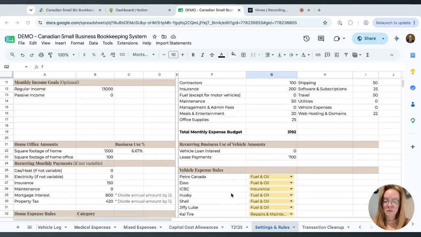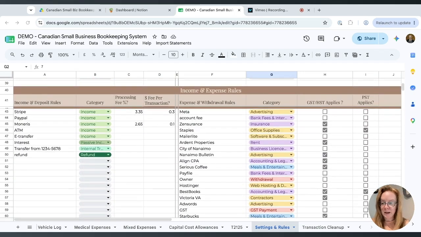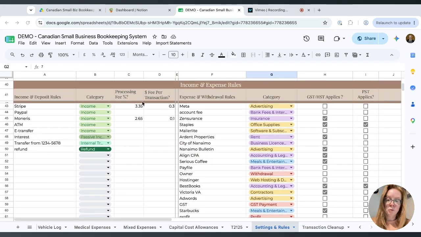The other section of the settings and rules sheet that we want to take a look at right now is down here, and that is our income and deposit rules section. There are 2 important things to set up here. One is how to categorize various deposits, as well as the processing fee that should be applied to them, if any. So in this example, any payments that come in from Stripe should be categorized as income, and they have this as a processing fee applied to them as a percentage, and then there is also a flat rate of 30 cents per transaction that should also be applied to every payment that comes in from Stripe. And then anything that's an e-transfer should also be categorized as income, but there's no processing fee applied.